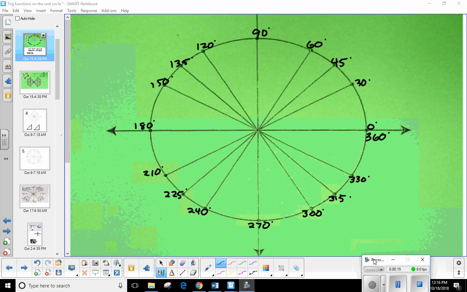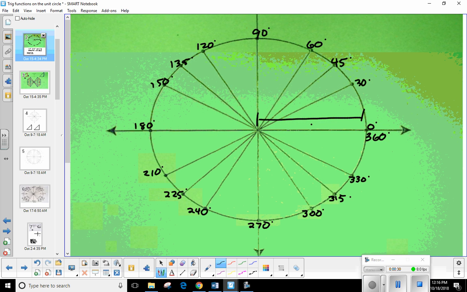But we started talking about the unit circle yesterday, and here it is right here. Why do we call it the unit circle? Well, it is a circle, but what's its radius? Just one unit. That's exactly right. From the center to any point on the circle, the radius is just one. So we refer to it as the unit circle.